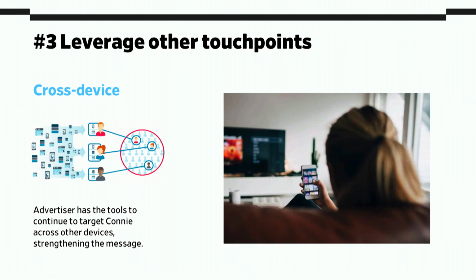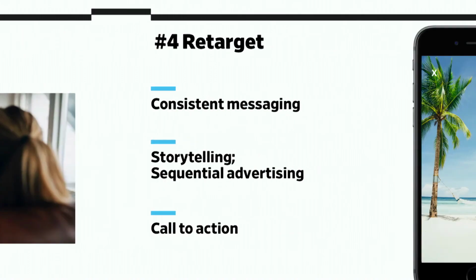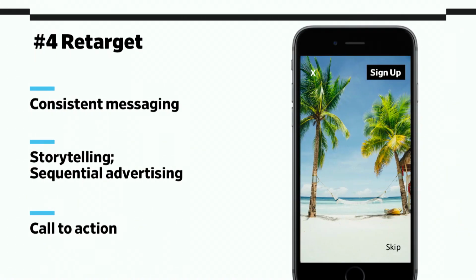And you're able then to target her with an ad, potentially on her mobile phone. If she's sitting on her couch with her phone, that's connected to the same IP, because it's connected to the same Wi-Fi as her connected television device. So you retarget her with a consistent message from the original message. You leverage sequential advertising to continue to tell the story and show her the next iteration of what her trip could look like. And then you give her a call to action, what it is that you want her to do. It could be signing up for a newsletter. It could be booking this trip to Fiji.